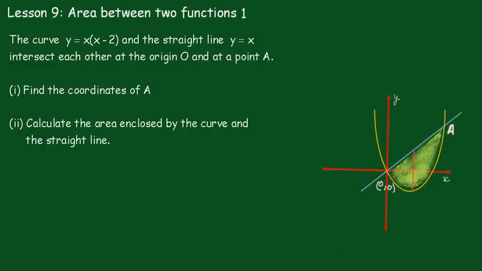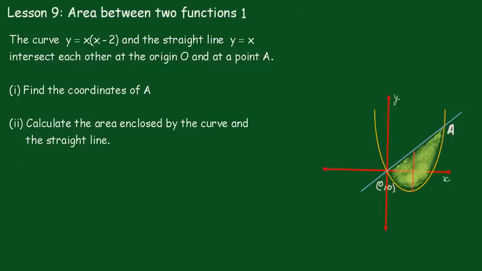Lesson 9, the area between two functions, 1. Now the curve y equals x(x - 2) and the straight line y equals x intersect each other at the origin and at the point A. We have to find the coordinates of A. To do that, we have to solve these two simultaneously.